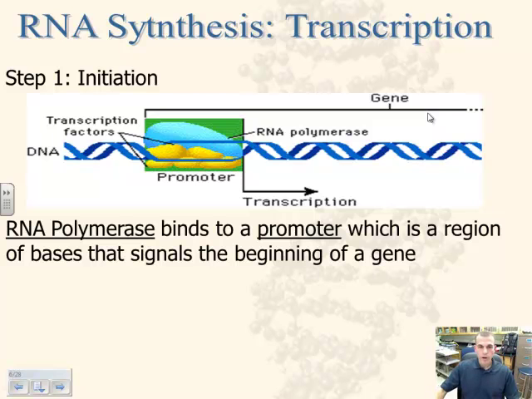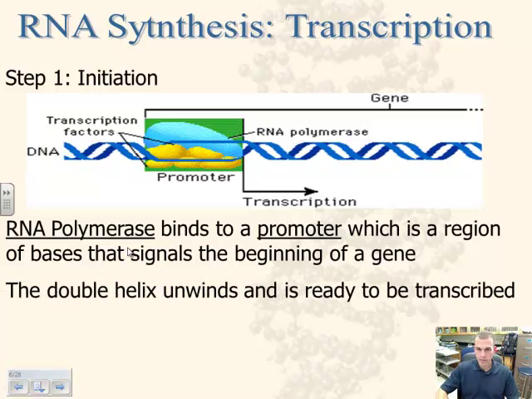So where it all begins is with the RNA polymerase. The RNA polymerase is going to bond to this promoter, which is the region of the base that signals the beginning of the gene. So this is going to say, all right, the gene is here. We're going to start reading it, and we're going to start coding for RNA from our DNA template. And the double helix will unwind at this point and is ready to be transcribed.